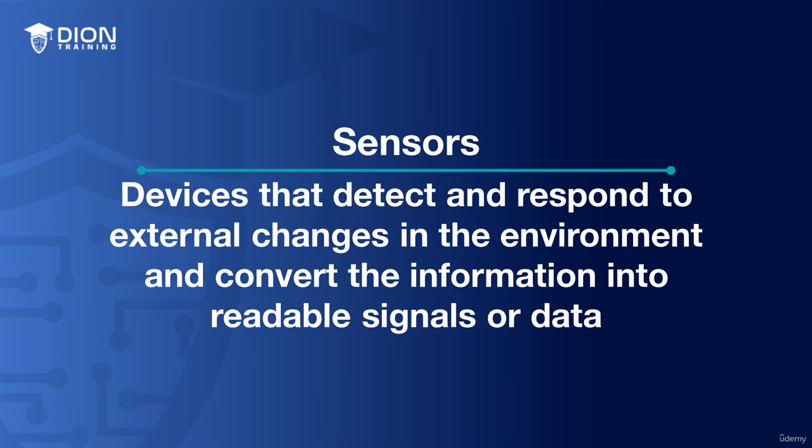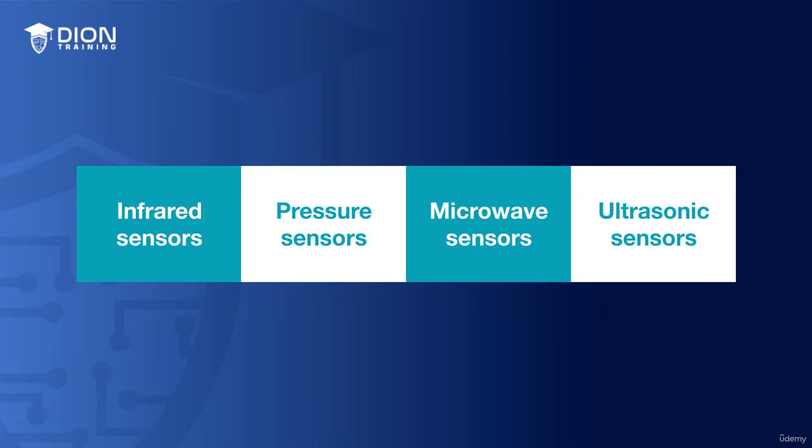Fourth and finally, we have sensors. Now, sensors are devices that detect and respond to external stimulus or changes in the environment and then convert that information into a readable signal or some kind of data that can be sent over the network. There are generally four categories of sensors. These are infrared sensors, pressure sensors, microwave sensors, and ultrasonic sensors.